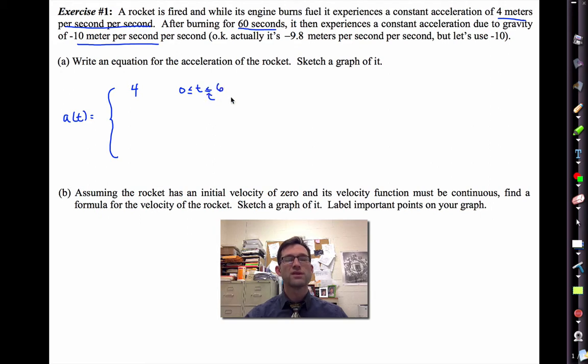Now, there's a really good question. Should we have the equals there? Should we not have the equals there? To be honest, it doesn't really matter. So I'm going to put it there. Then we're going to have negative 10 when t is greater than 60. There's probably another endpoint on this, when it hits the ground, but I don't know what that is. Let's draw a graph of this.